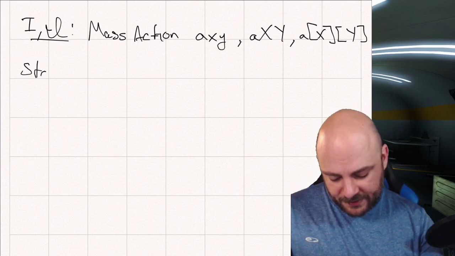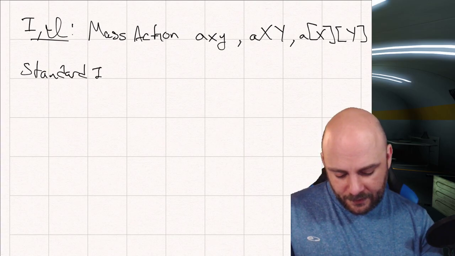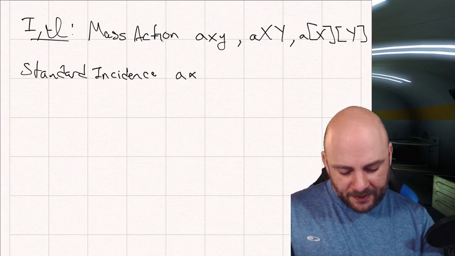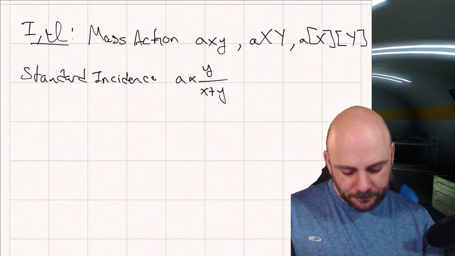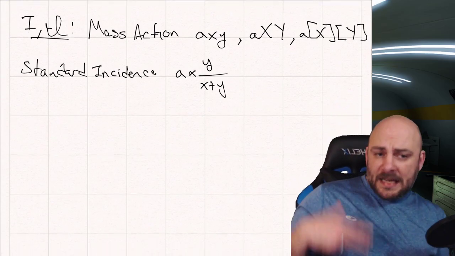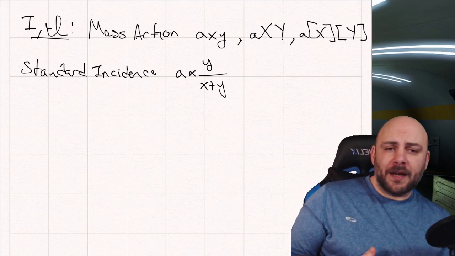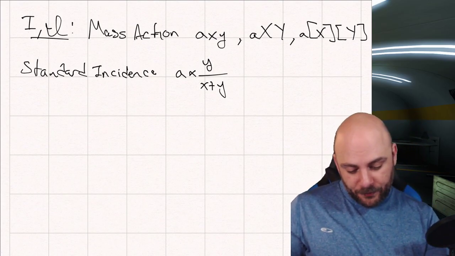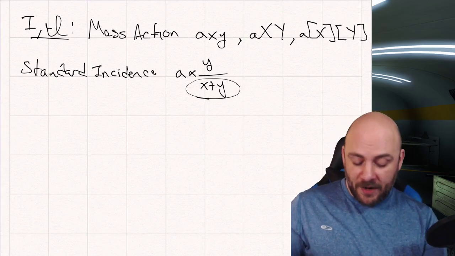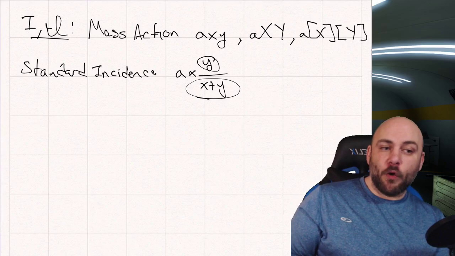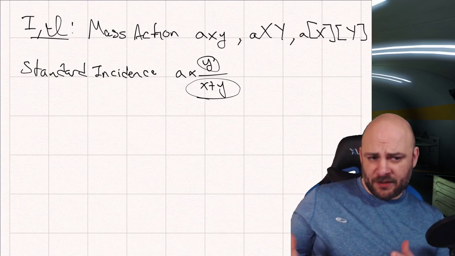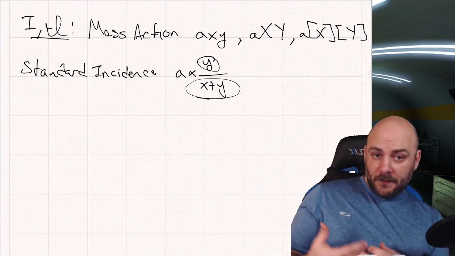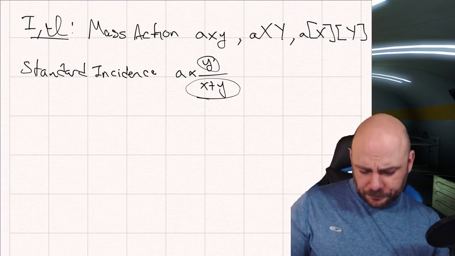Another one would be standard incidence. These happen like AX times Y over X plus Y. In this situation, individuals from population X are encountering other individuals at random, sampled from the total population. So the fraction of those that are with the other population is Y over X plus Y. This can also be changed to mass action if X and Y are restrained to be in 0, 1, for reasons that should be relatively clear.